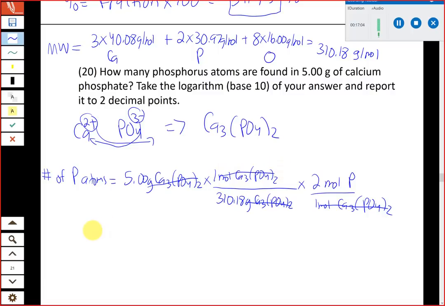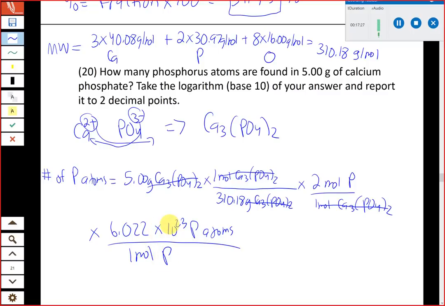And then finally, to get number of phosphorus atoms, once we have moles, we're going to use the definition of a mole, which is Avogadro's number, not to be confused with avocado's number, which is the number of atoms in guacamole. But anyway, it's going to be number of atoms in 1 mole, so we're going to use 6.022 times 10 to the 23rd.